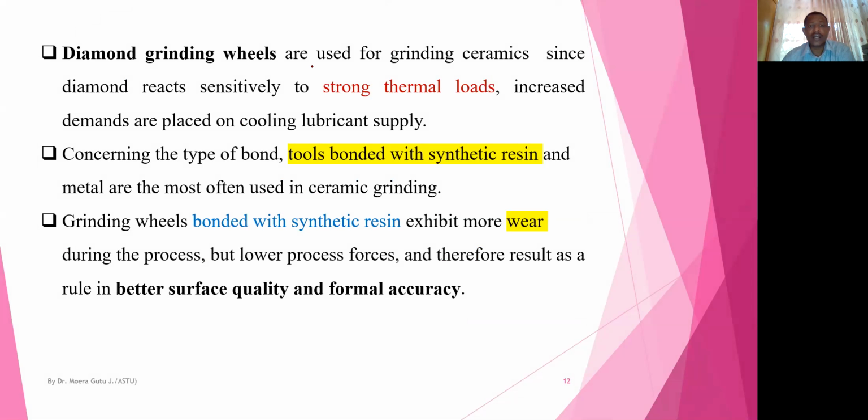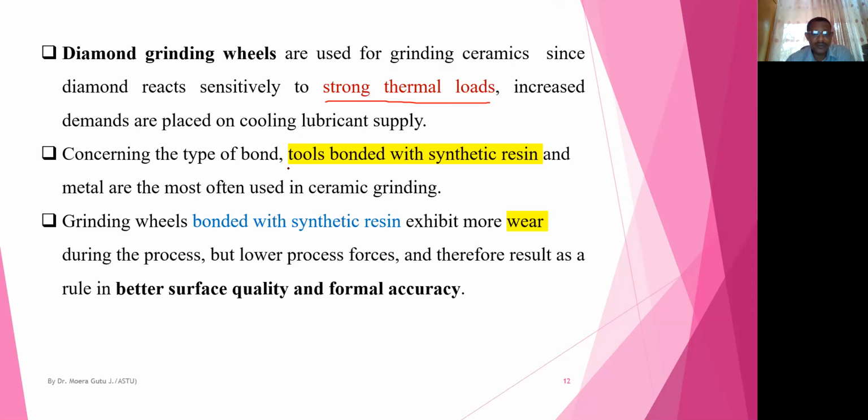Diamond grinding wheels are used for grinding ceramic materials. The conventional grinding wheels cannot be used to machine ceramic materials. They can be machined with diamond grinding wheels. Diamond grinding wheels can resist strong thermal loading. When you use a diamond cutting tool, you also have to use cooling lubricants.